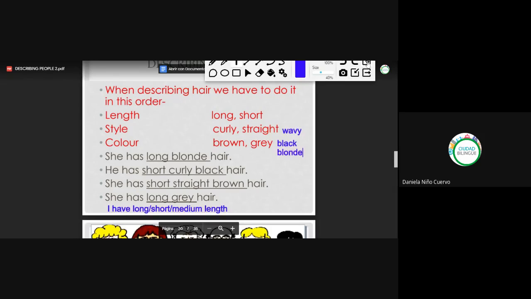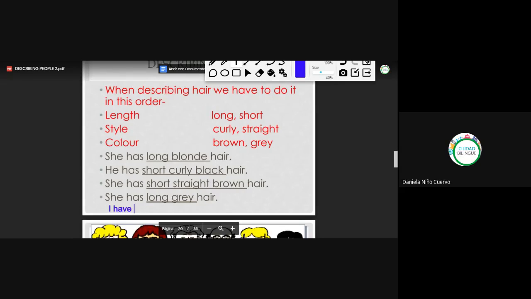So, you are going to explain your hair. Me van a explicar cómo es su cabello. Recuerden que vamos a utilizar I have. Yo tengo. I have... Yes? Lo podemos escribir por acá.